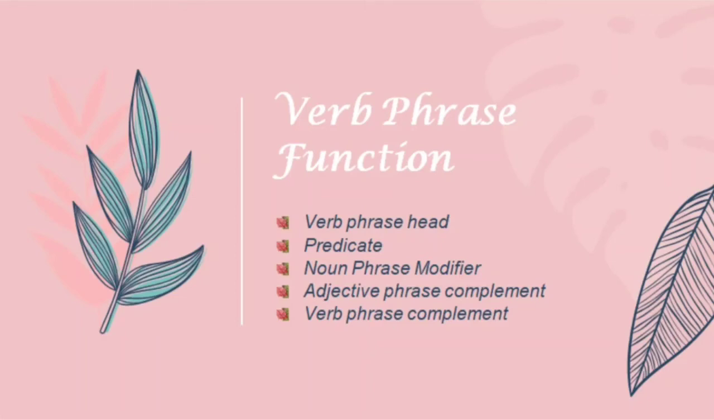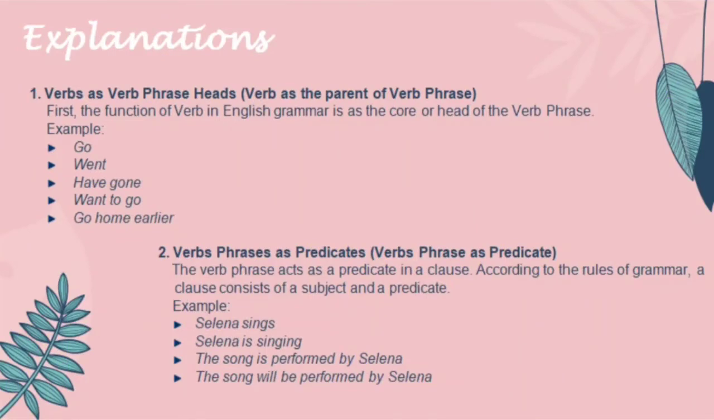Verb phrase function. The first, verb phrase head. Second, predicate. Third, noun phrase modifier. Fourth, adjective phrase complement. Fifth, verb phrase complement. This is the explanation of verb phrase function.